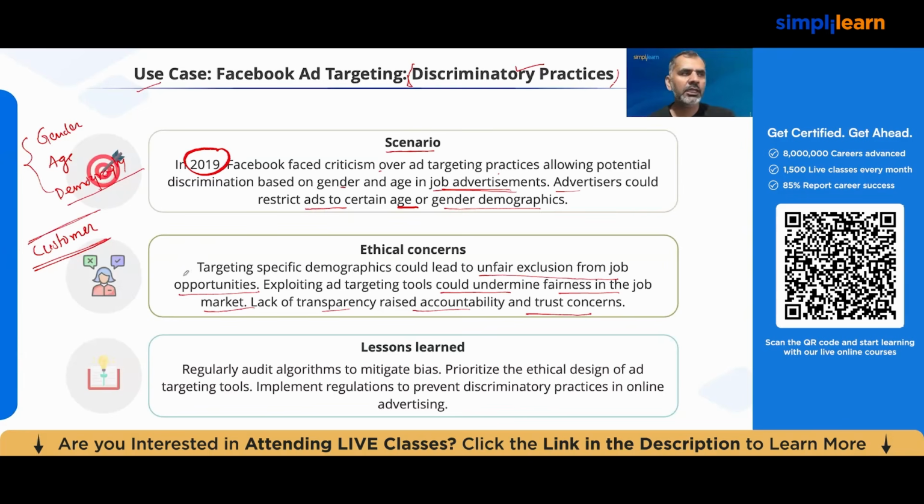So that is the ethical concern, and the lesson learned is that you have to regularly audit algorithms to mitigate biases. You have to identify how you can make it better, how you can prioritize ethical design for ad targeting tools. Whenever we talk about such filters, these filters should not be very harsh or be put into practice. If you are flowing an ad, it should flow to everyone, and everyone should get an equal opportunity to see that ad, guys.